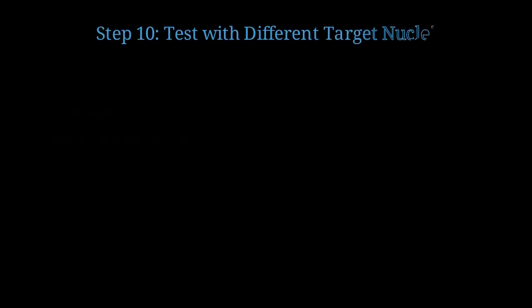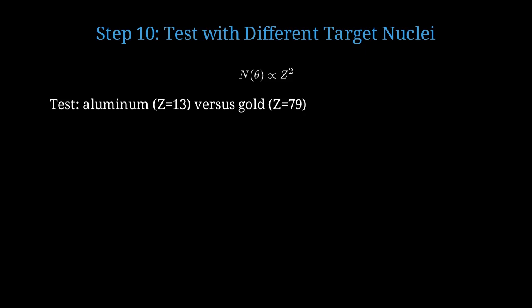Final validation. Test with different target nuclei. If nuclear charge varies with atomic number, scattering should scale accordingly. The Rutherford formula predicts scattering rate is proportional to Z squared, where Z is the atomic number, the number of protons in the nucleus. Test. Compare aluminum with Z equals 13 versus gold with Z equals 79.